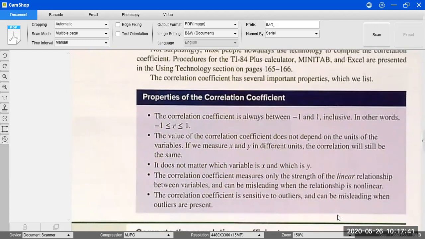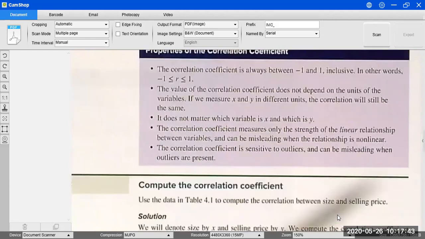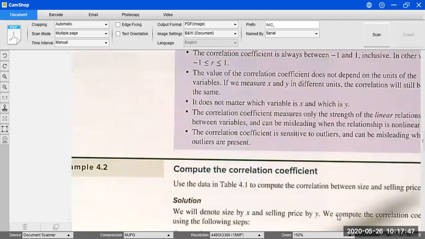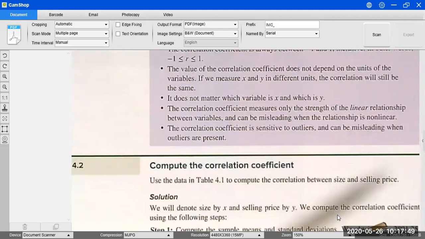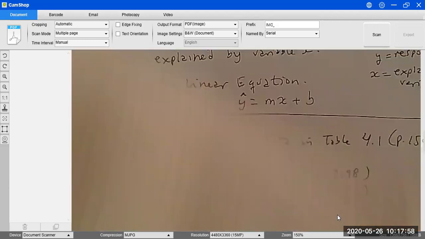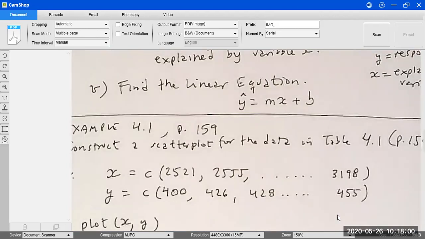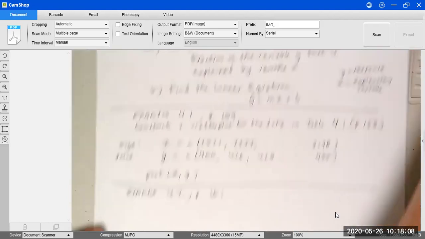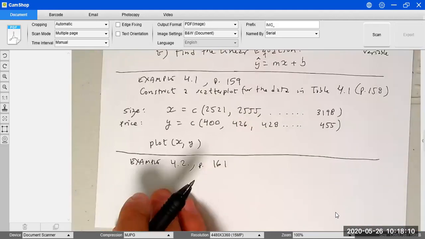So let's go now and work on example 4.2. We're going to use the same table 4.1 to compute the correlation between the size and the selling price of the houses that are in that table. So now our problem is just finding the z-scores and then finding R.